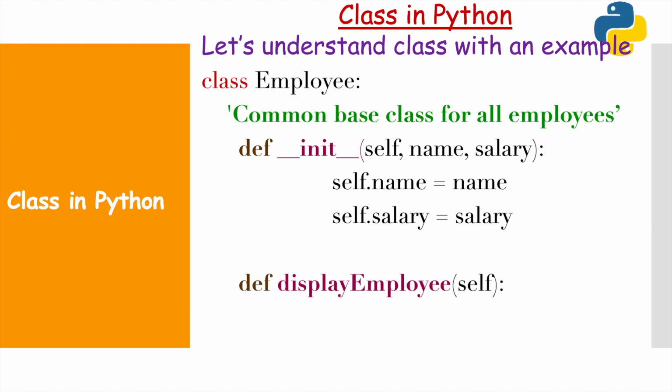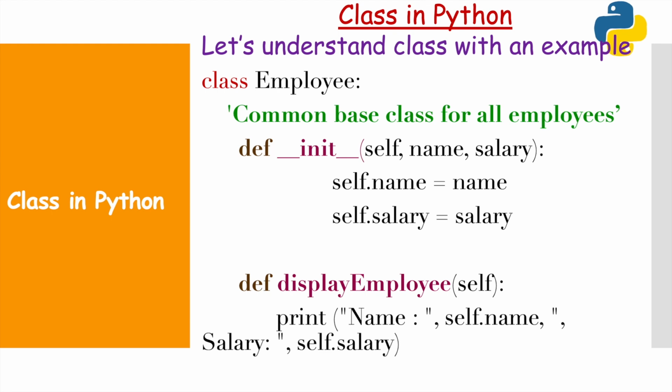Then you can declare any other functions like normal methods. So here in this example, you're defining another function that is display employee, and this is going to print the name and the salary of the employee. So like other normal functions, when you're declaring class methods, it has an exception that the first argument to each method is self, and Python adds a self argument to the list for you. You do not need to include it when you call the methods.